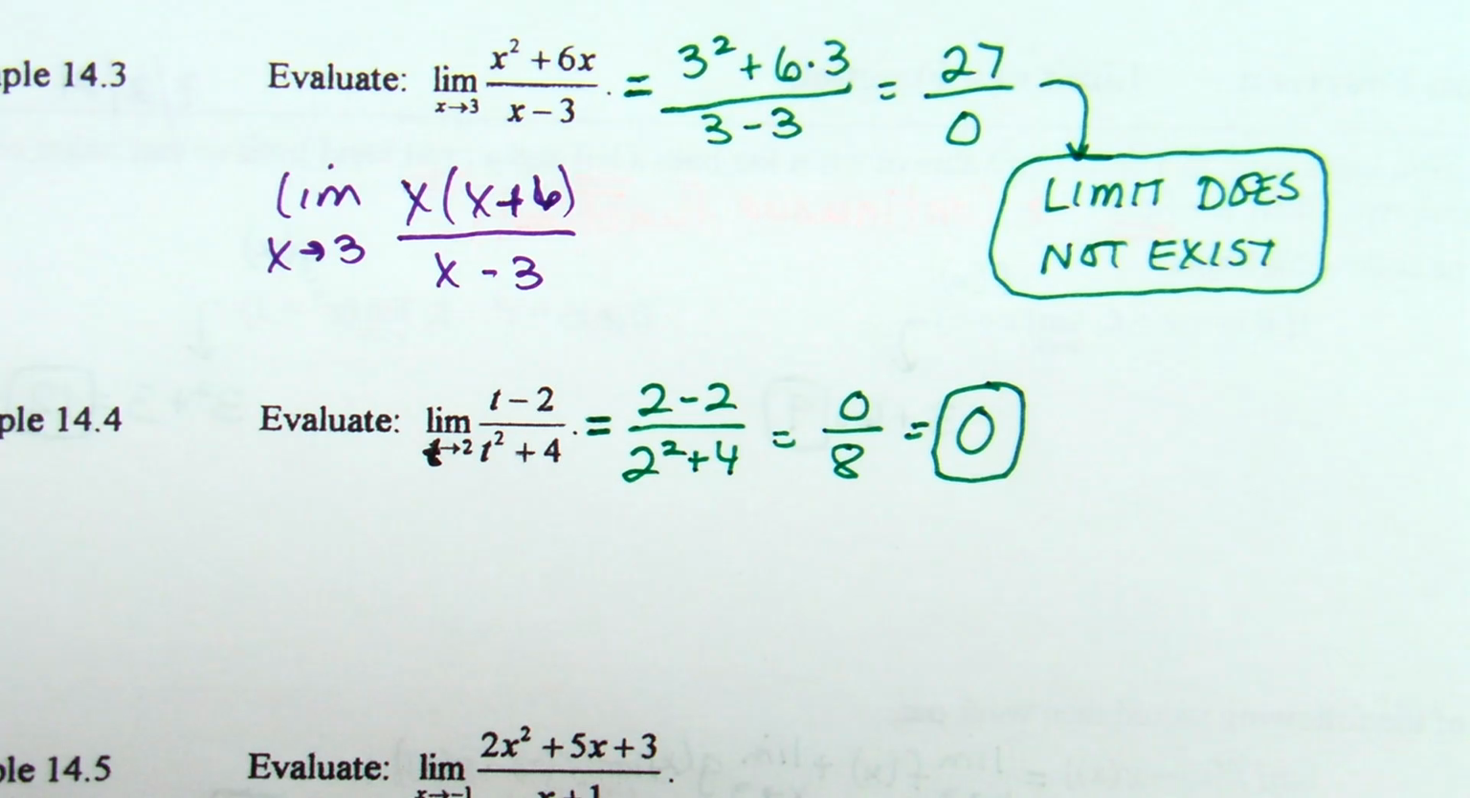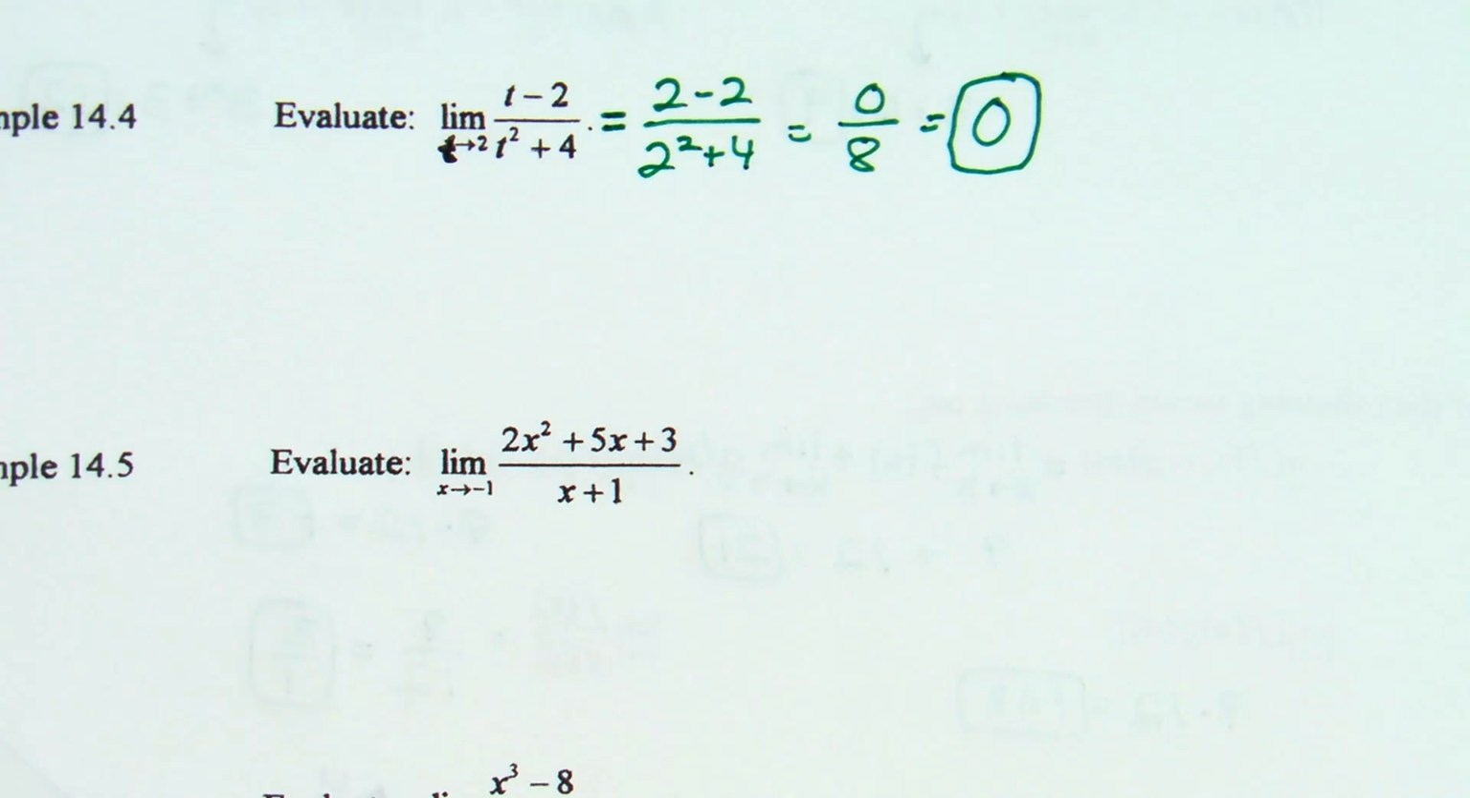Okay, example 5. Limit as x approaches negative 1 of 2x squared plus 5x plus 3 over x plus 1.